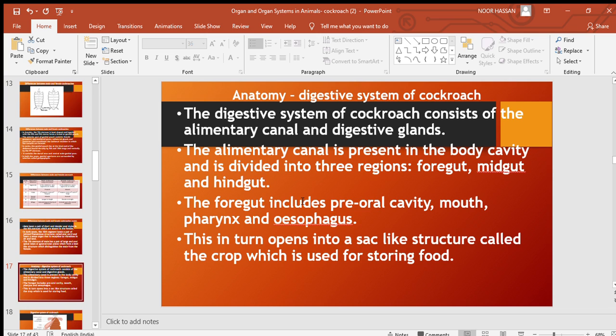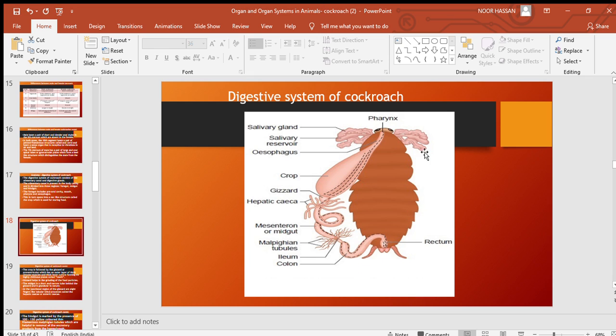So, foregut includes the parts: preoral cavity, mouth, pharynx, and esophagus. This in turn opens into a sac-like structure called the crop, which is used to store the food. So this is the diagrammatic representation to show the digestive system of cockroach.